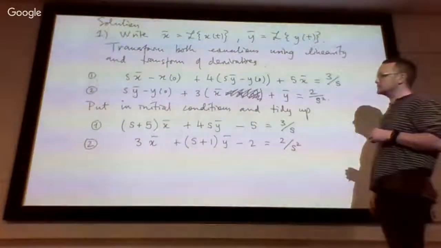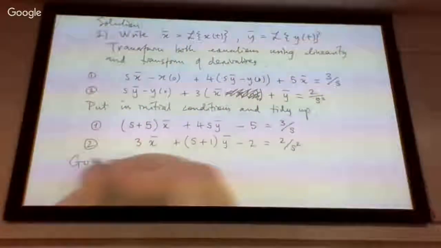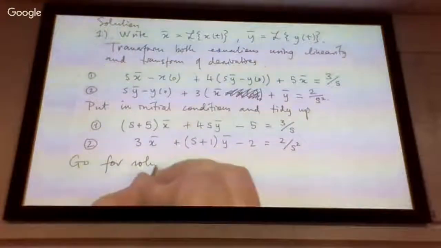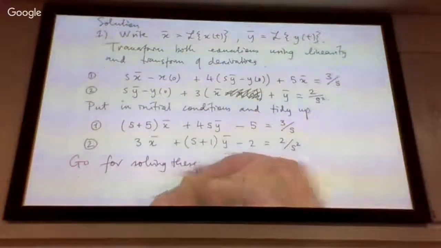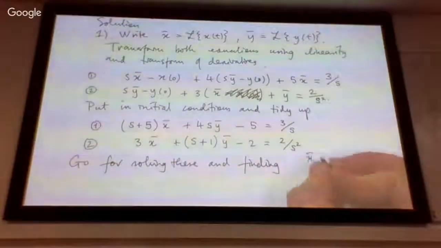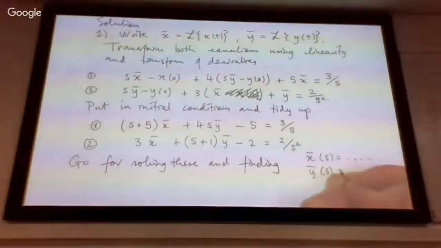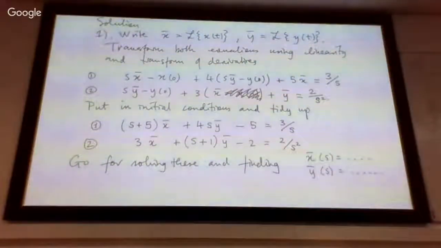We've got an s squared over here. So now what we've got is this simultaneous pair of algebraic equations, which we now want to solve. There are two quantities to solve for, x bar and y bar. So we now go for solving these and somehow finding x bar of s equals some kind of function of s, and y bar of s equals some kind of function of s. That's what we're going for.